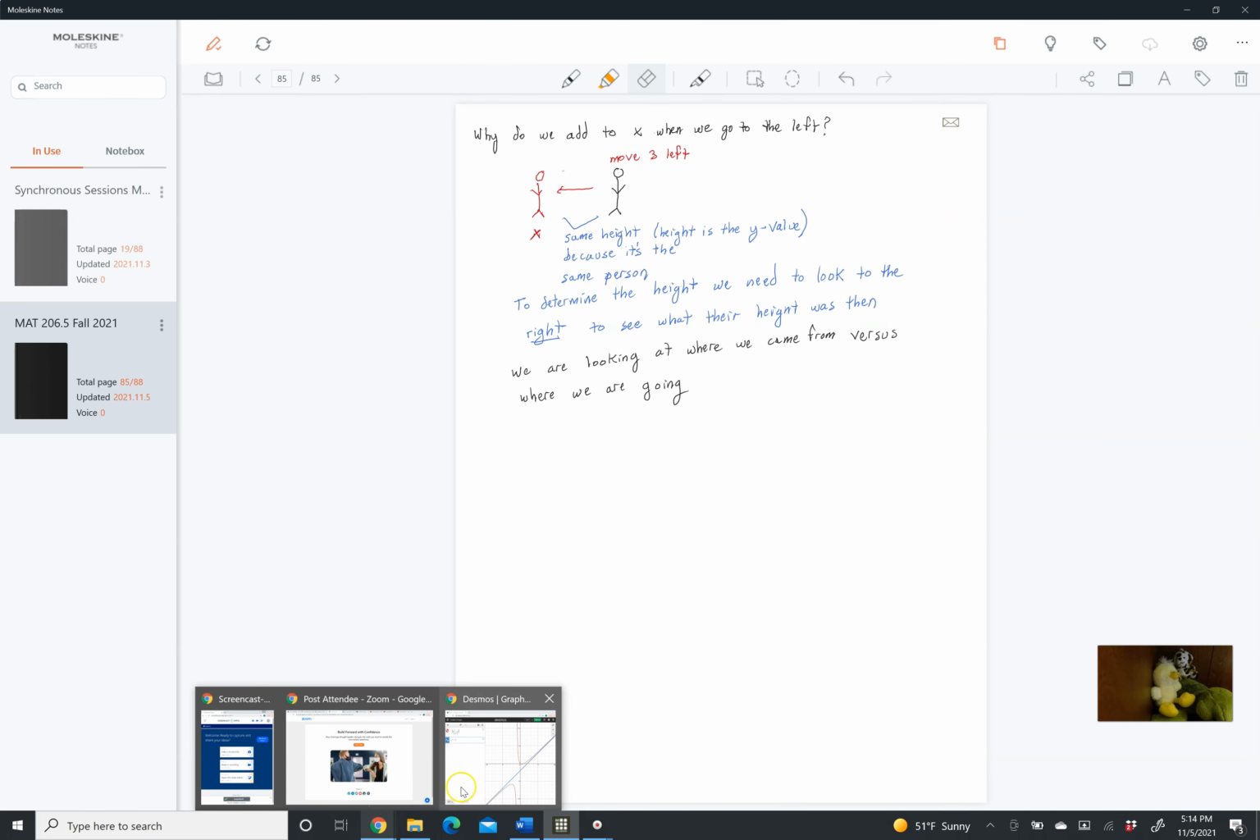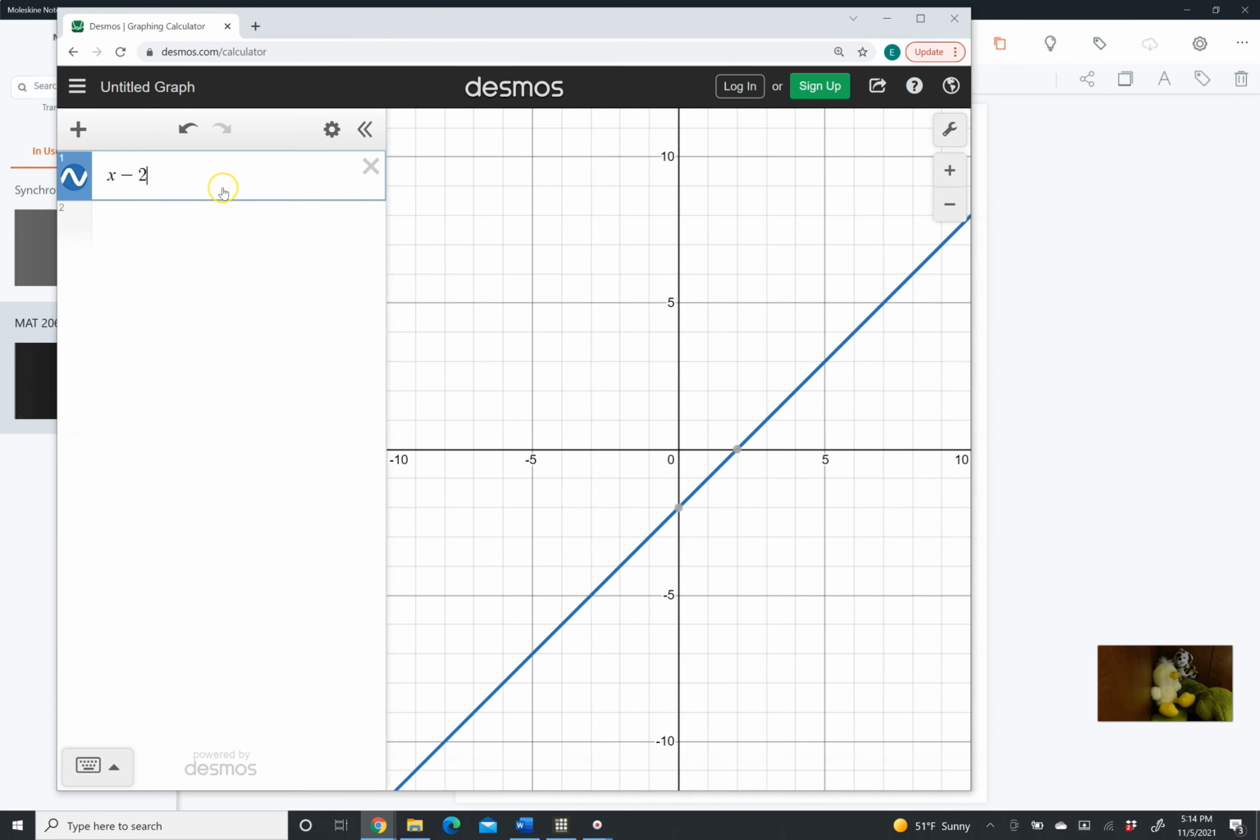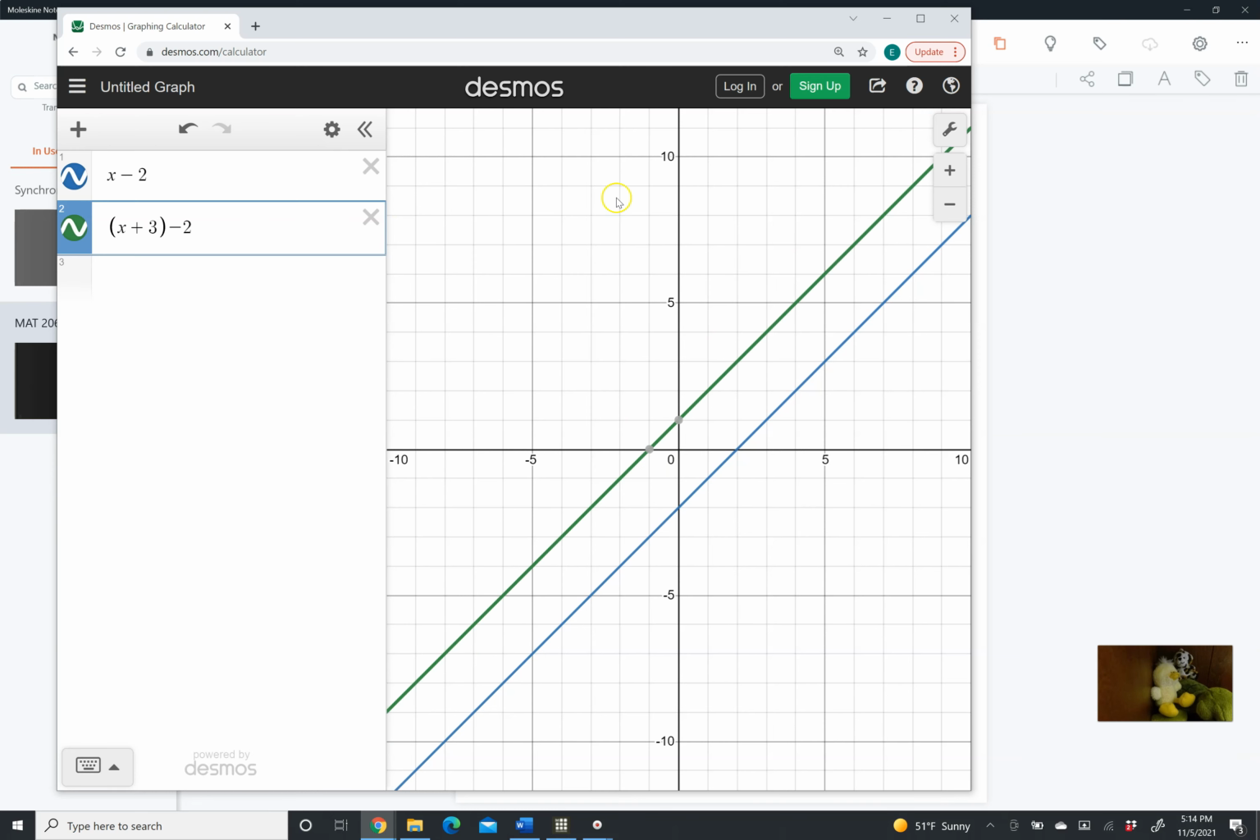Let me create a graph. Let's look at a graph to look at this. Let's say that we have x minus 2, okay? If we translate this to the left by 3 units, we're replacing our x with x plus 3. Okay, this is our new graph. I'll do the best I can with this.